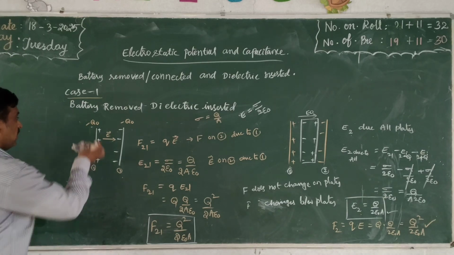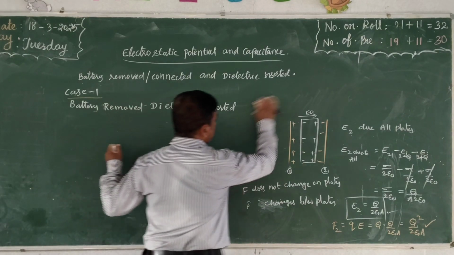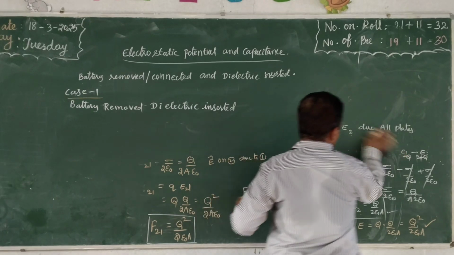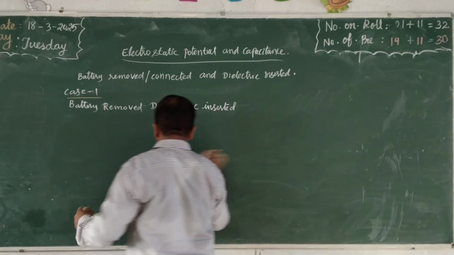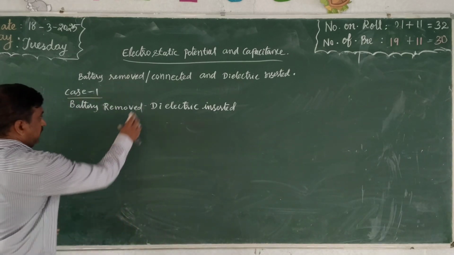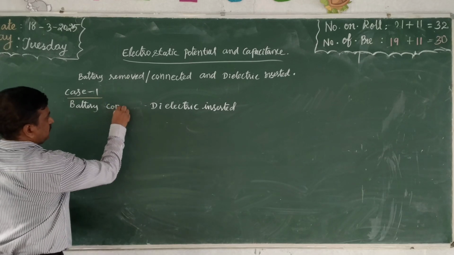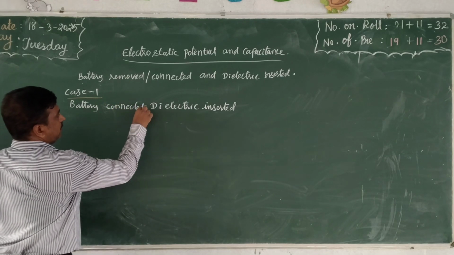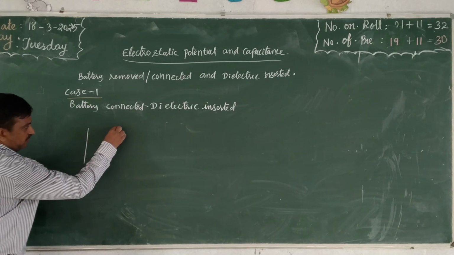Now we discuss the battery connected case and what changes we observe. Battery removed is done. Now battery connected and dielectric inserted. Here it is the capacitor.